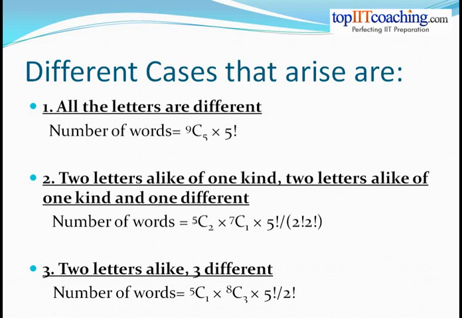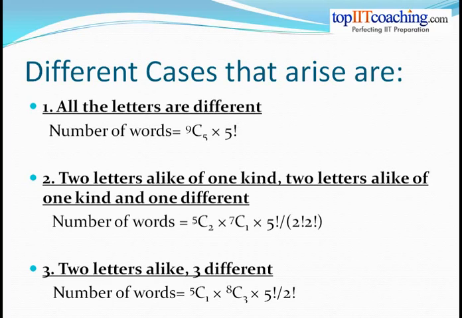Now the third case is 2 letters alike and 3 different. It is somewhat of the form AA, B, C, D. That is, 2 letters are alike and the 3 are different. This can be done in 5C1 into 8C3 into 5 factorial by 2 factorial. Why? Because out of those 5 sets of similar letters, we select one set, and then we are left with 8 different letters. Out of those, we select 3 different letters in 8C3 ways. Now 5C1 into 8C3 is the selection part. Now we have to arrange them. This can be done in 5 factorial by 2 factorial. We are dividing by 2 factorial because there are 2 similar letters in those 5-letter words.